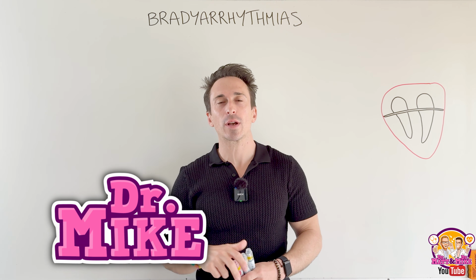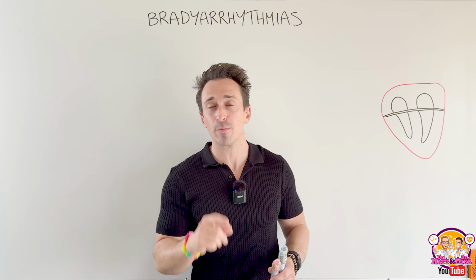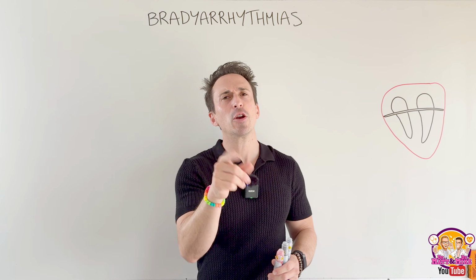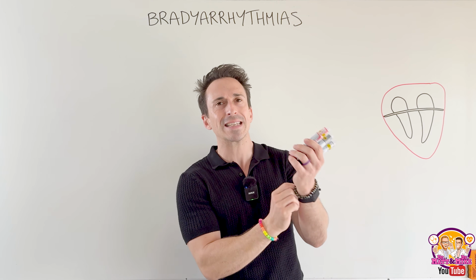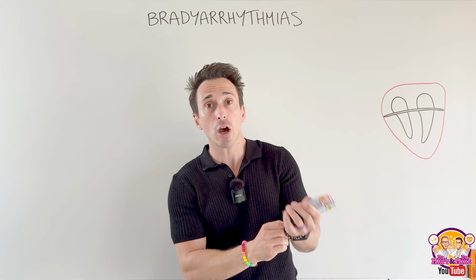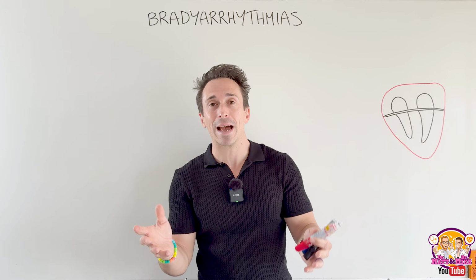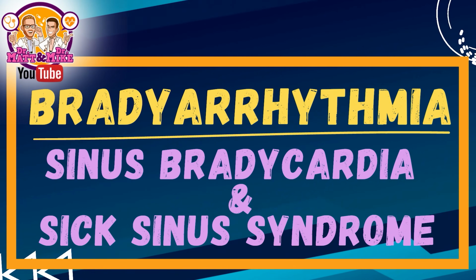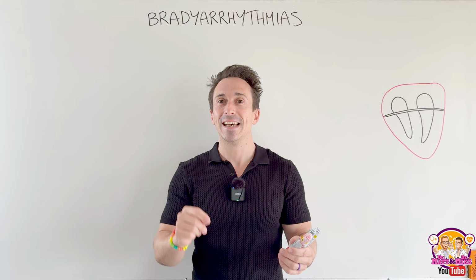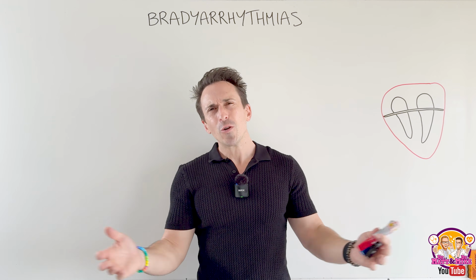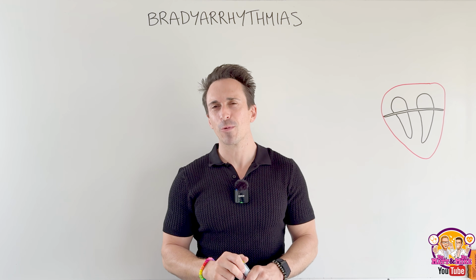In this video, we're taking a look at bradyarrhythmias. This is when you have an abnormally slow heart rate below 60 beats per minute. Now you might be saying to me, Dr. Mike, I also have a smart device on my wrist and it says that when I'm asleep, my heart rate goes below 60 beats per minute. Is that a bradyarrhythmia? The answer is no, not really. So let's take a look at what we're really referring to.